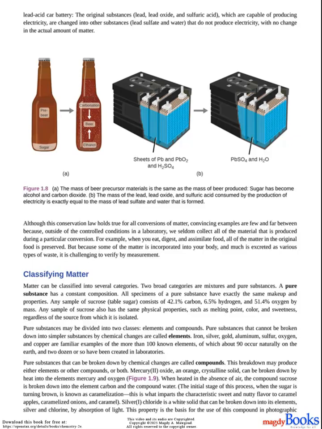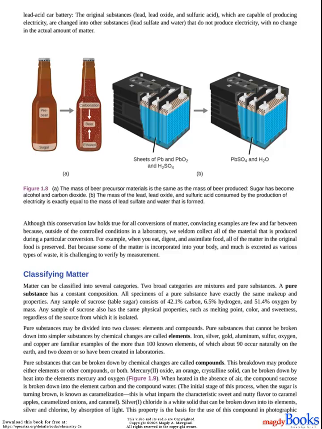Any sample of sucrose (table sugar) consists of 42.1% carbon, 6.5% hydrogen, and 51.4% oxygen by mass. Any sample of sucrose also has the same physical properties, such as melting point, color, and sweetness, regardless of the source from which it is isolated. Pure substances may be divided into two classes: elements and compounds.